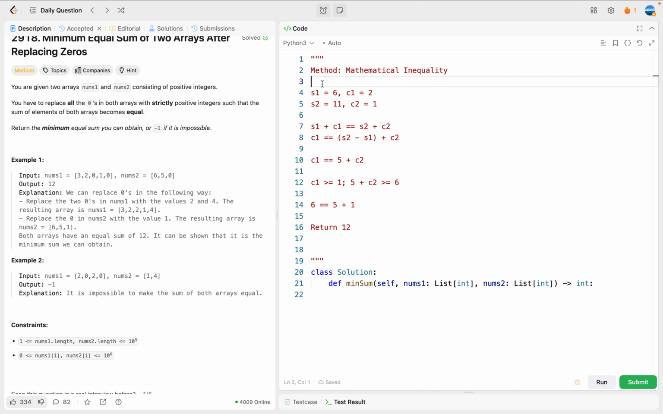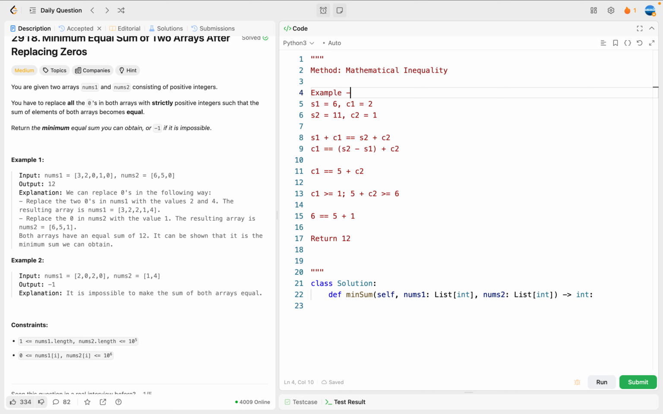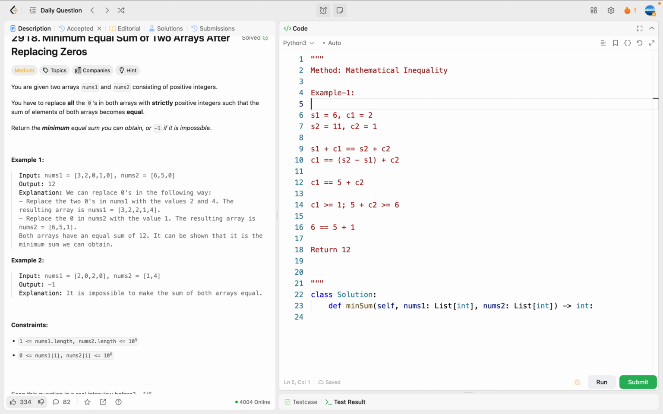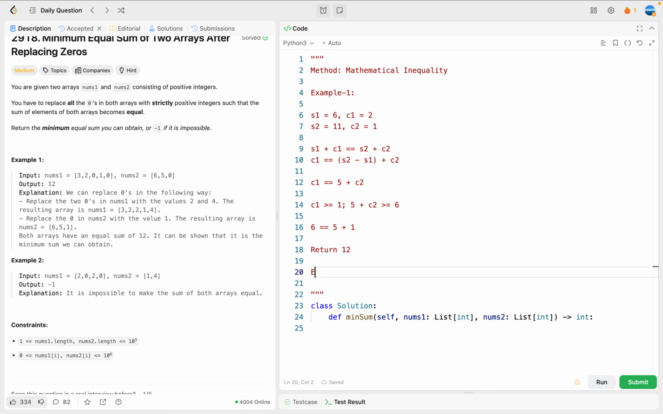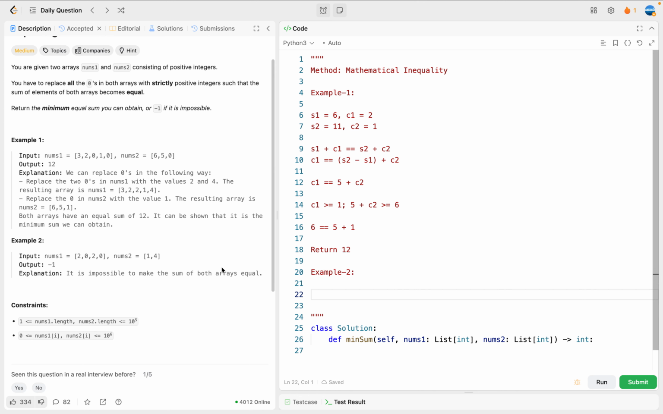So this is example 1. For example 2, let's also use this pattern. Here S1 is 4, and we have two zeros, and S2 is 5. So C2 is 0, and C1 is 2.